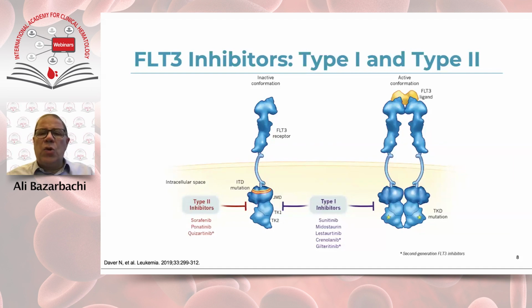So to make a long story short, we have two types of FLT3 inhibitors. The type 1 inhibitors will work on both the active and the inactive conformation. So they will target FLT3-ITD as well as FLT3-TKD, and these include, for example, midostaurin and gilteritinib. Conversely, type 2 inhibitors, such as sorafenib and quizartinib, will only target the inactive conformation, so they are only working on ITD mutation, but not TKD mutation.